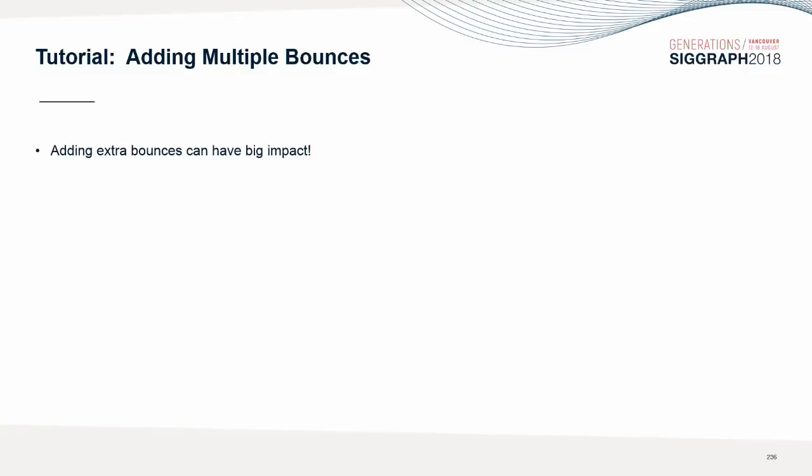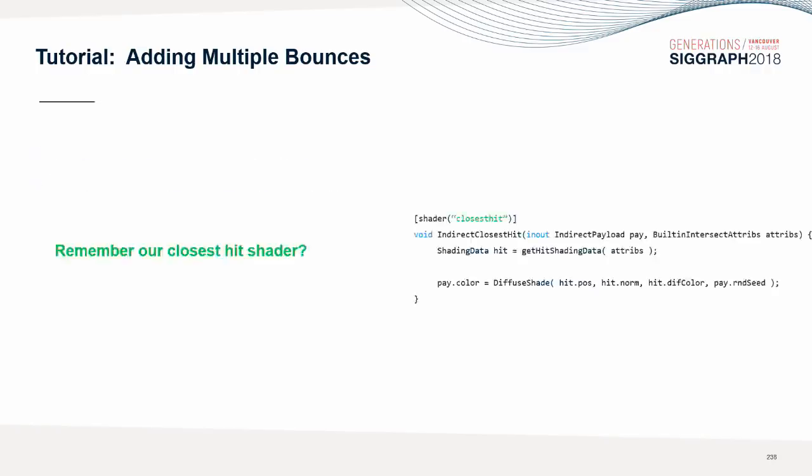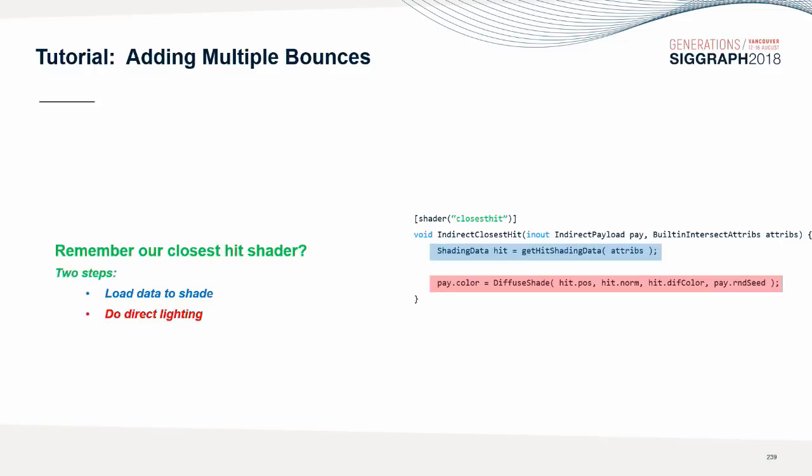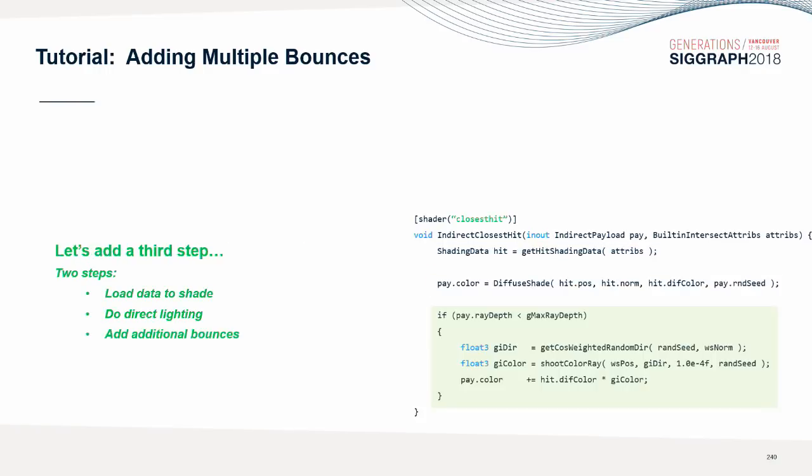So these extra bounces can have a big impact, but it doesn't really have a huge code change with ray tracing. So remember our closest hit shader that looks something like this. You get the shading information from the scene, and then you call this diffuse shade function. We don't have to do much to add multiple bounces. We just add some global illumination stage right here, which looks exactly like it looked in the ray generation shader I just showed you, except for this if statement.